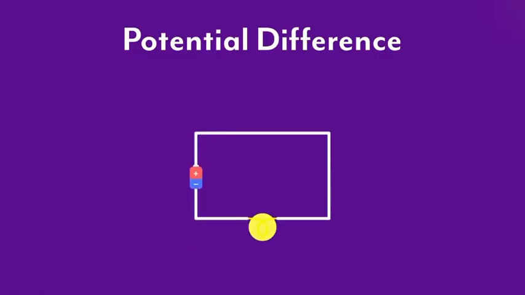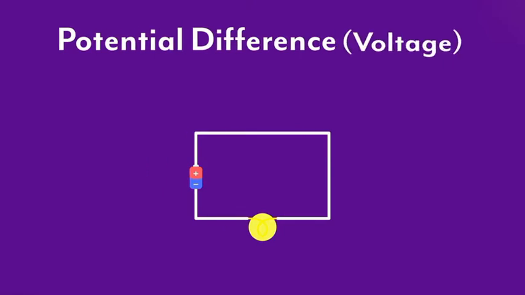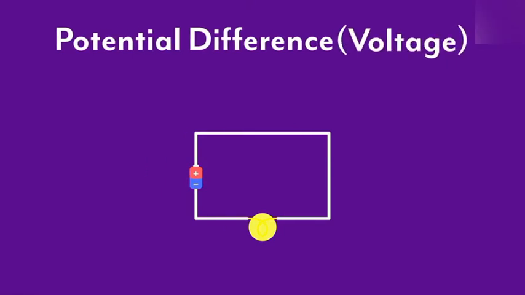Electric potential is represented with the capital letter V, and the SI unit of electric potential is volt, which is also represented with the capital letter V.